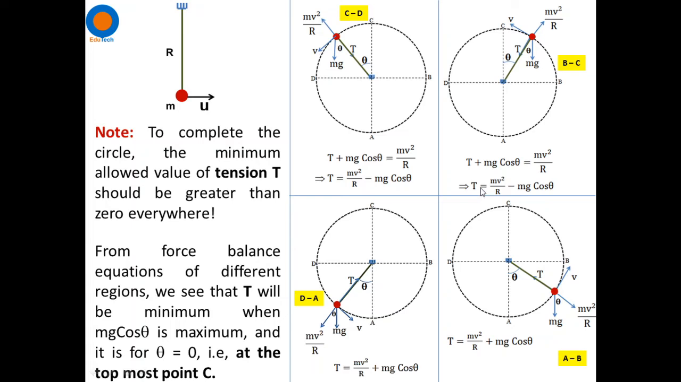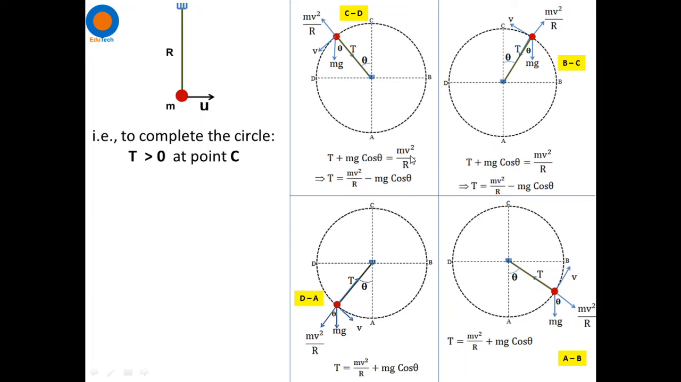When will T be minimum? When mg cos theta is maximum. And when is mg cos theta maximum? When cos theta is 1, or theta is 0. That is at point C. So when theta is 0, at point C, we will have to concentrate on the expression of tension at point C.